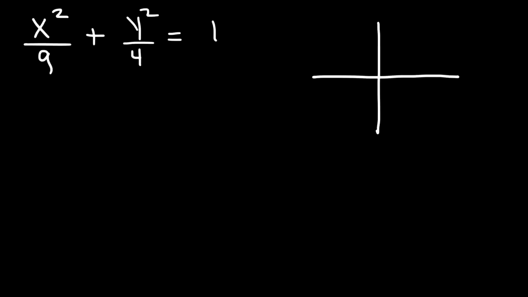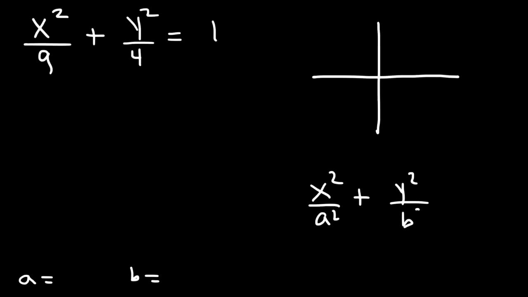Now this ellipse is centered at 0, 0, and we need to find a and b. This ellipse is in the form x squared over a squared plus y squared over b squared, which equals 1. A is always larger than b. So therefore we can see that a is the square root of 9, which is 3, and b is the square root of 4, which is 2.